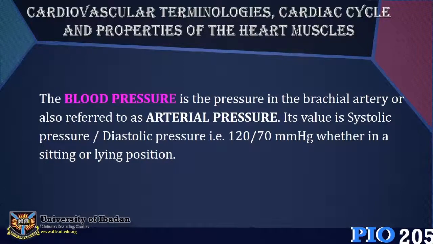The blood pressure is the pressure in the brachial artery, also referred to as arterial pressure. Its value is systolic pressure over diastolic pressure, that is 120/70 millimeter mercury, whether in a sitting or lying position. The arterial pressure is the product of cardiac output and peripheral resistance, hence it is affected by conditions that affect either or both of these factors.